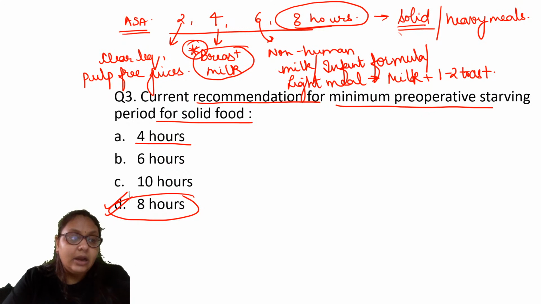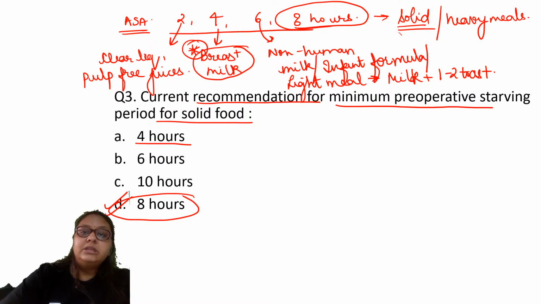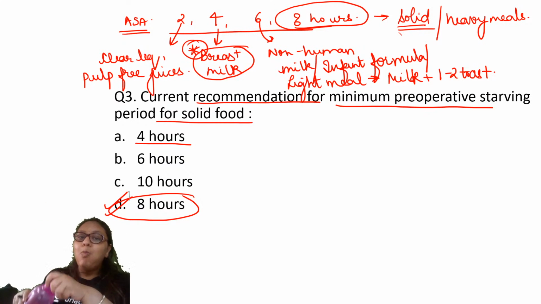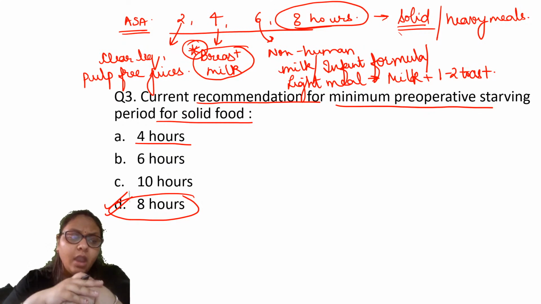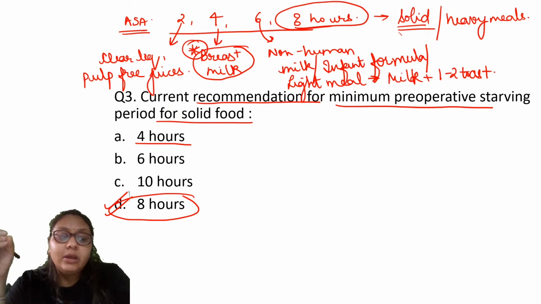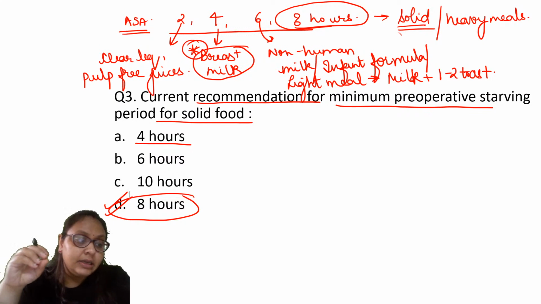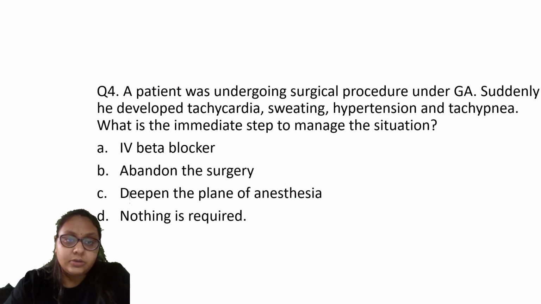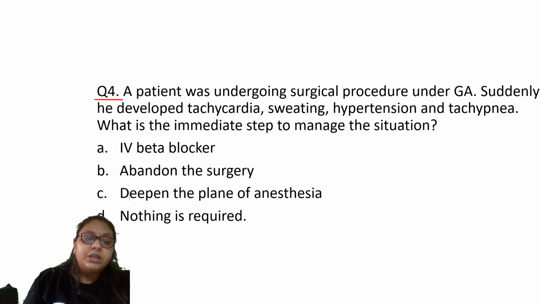Is it clear? Any doubts in this? So according to the ASA guidelines, the minimum preoperative starving period for solid food is 8 hours. 6 hours is for a very light meal, that is with the milk, 2 or 3 toast. That's it. So this is the minimum preoperative starving period. Please remember this. This can be asked as a clinical based question also. Okay. Now coming to question number 4.